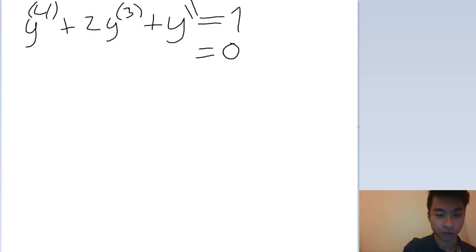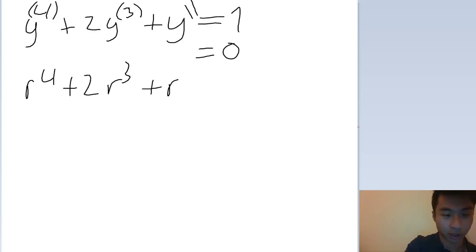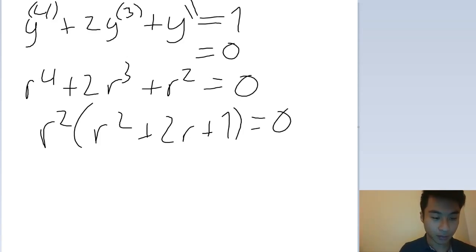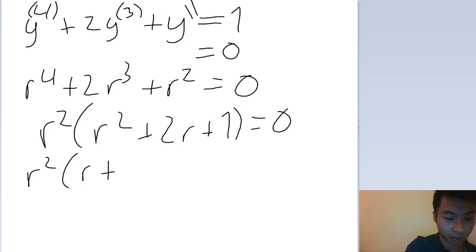Okay, so the first thing you want to look for is trying to solve the homogeneous solution. So what we're going to do is set this equal to 0 for the homogeneous solution. And after that, we're going to use the characteristic equation to try to find your homogeneous solution. So that's going to be r to the fourth plus 2r cubed plus r squared equals 0.